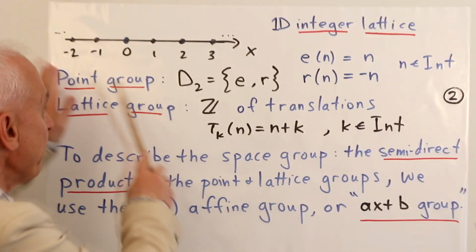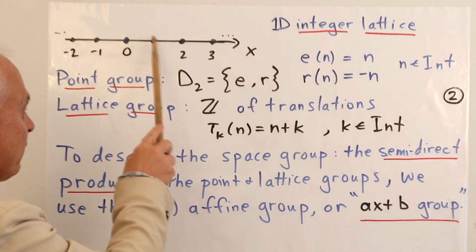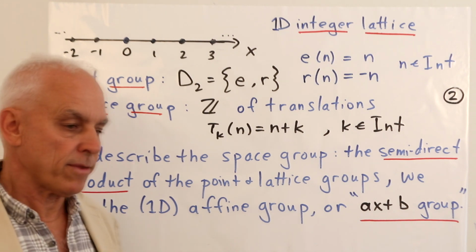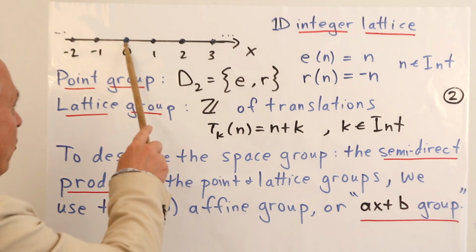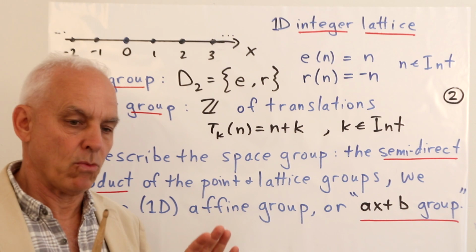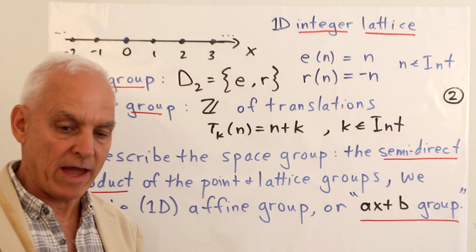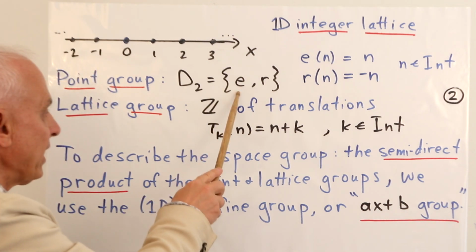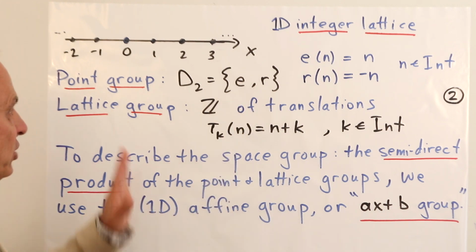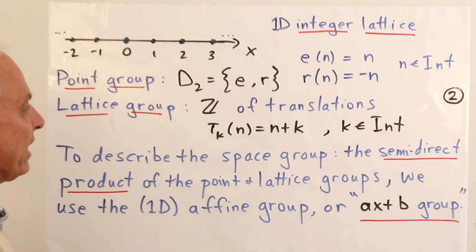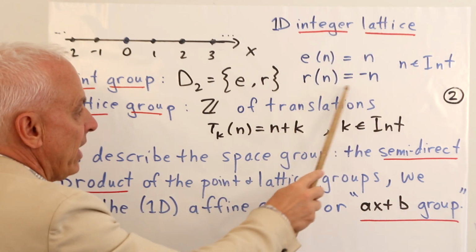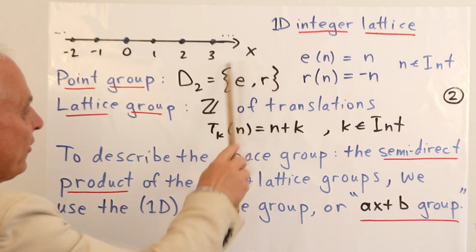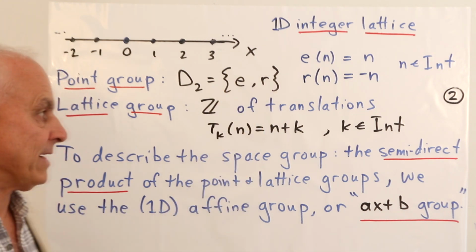So here is the 1-dimensional integer lattice, just consisting of the points on the number line with integer entries. And there's also a point group and a lattice group here, which are very easy to describe. The point group, say if we concentrate on the point 0 and ask, well, what are the symmetries of the lattice that preserve that point? Well, there's only 2. There's the identity element and a basic reflection that just interchanges the positive and the negative values. So E of n equals n for any integer n, and R of n equals minus n. And we could call this little 2-element group D2.